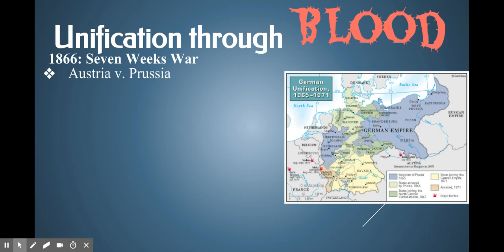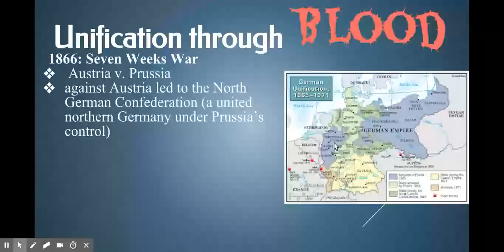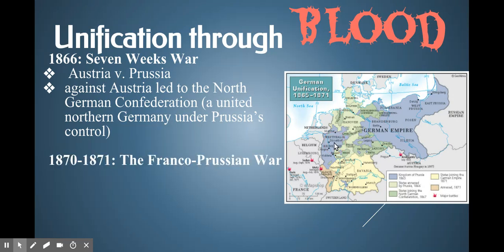First would be the Seven Weeks' War between Austria and Prussia. And so Austria is leading the German Confederation. Okay. And then a united Northern Germany under Prussia's control. Prussia would control the northern part of Germany versus Austria.